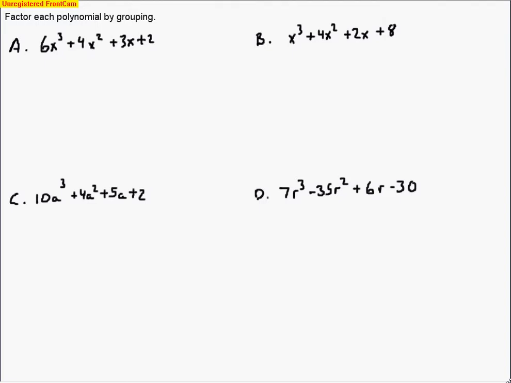Today we are going to be factoring a four-term polynomial. We're going to do it using a method called grouping the terms. And then we will end up seeing that we have a common binomial as a factor. So let's take a look at the first problem here.